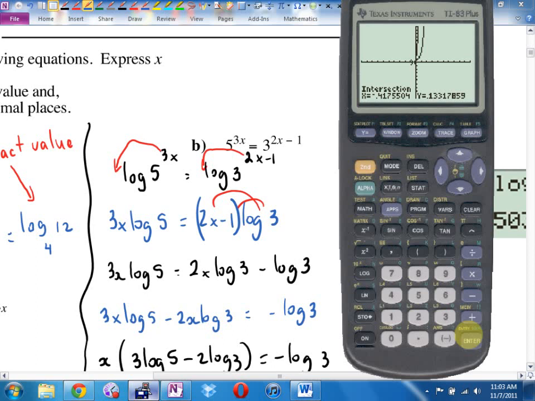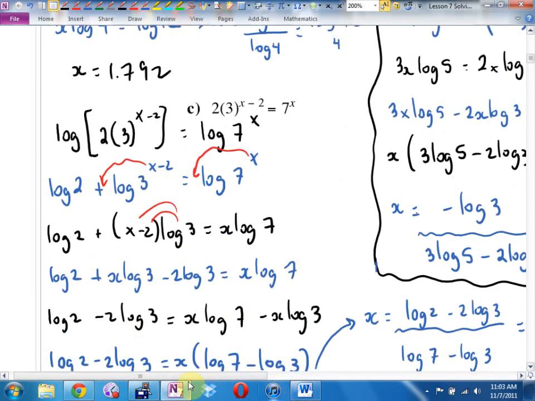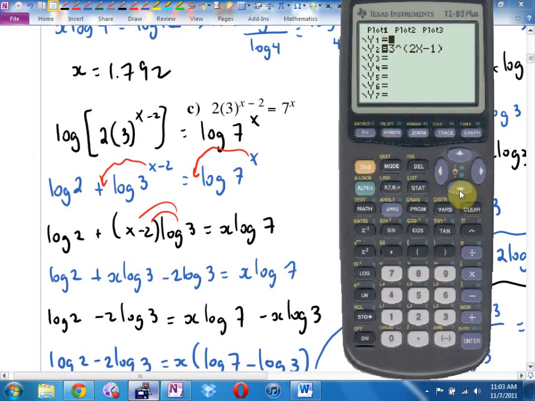Let's try doing the same thing for C. So I'll clear whatever equations I have here. 2 times bracket 3, close bracket, to the power of bracket x minus 2, close bracket. 7 to the power of x, close bracket. Graph left side, graph right side. Hit graph. Oh, I got a close bracket there that I don't need. Since there's only a single solitary x, I don't need it in brackets because it knows that that's a bracket. That's up top. If you hit graph, you get this.